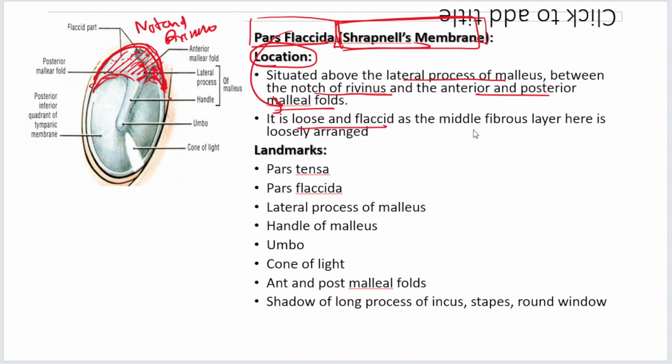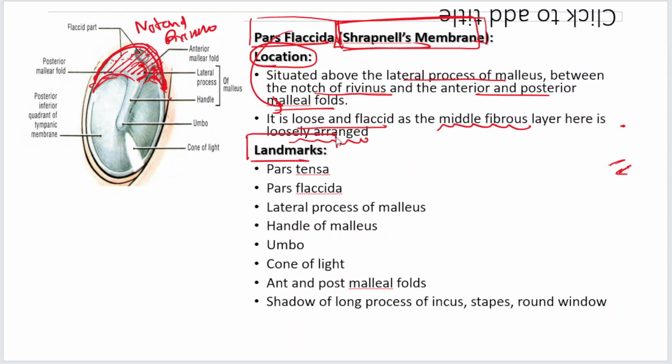It is loose and flaccid. Why? Because the middle fibrous layer is not as properly arranged as in pars tensa. In pars tensa, the middle fibrous layer is tense, and when you touch the tympanic membrane with some instrument, you can feel something pushing back. So that is like it is taut. But the same thing is not the case with pars flaccida.